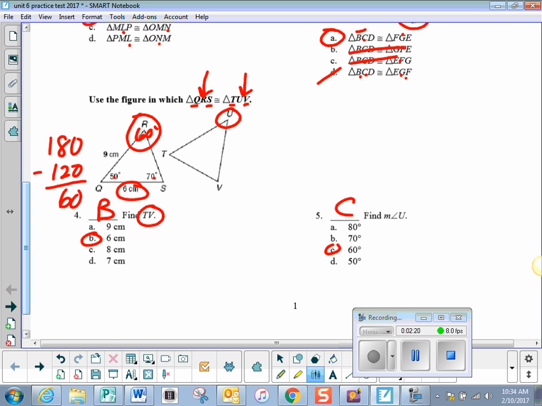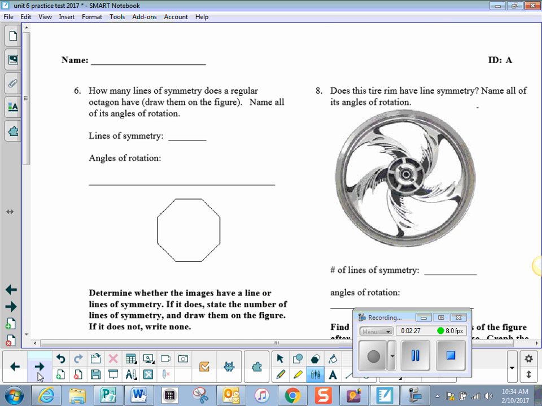C. Okay, first page was worth 5 points. Hopefully you got 5 out of 5. 4 out of 5. Okay.